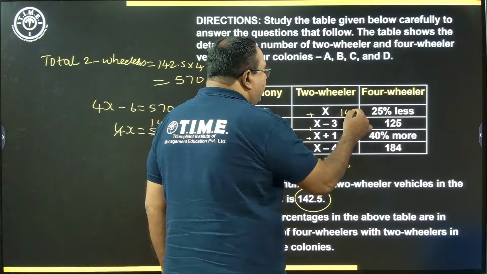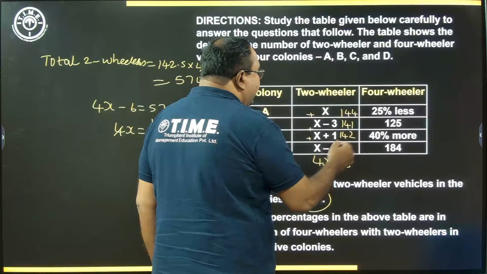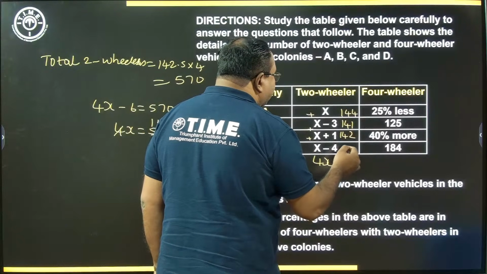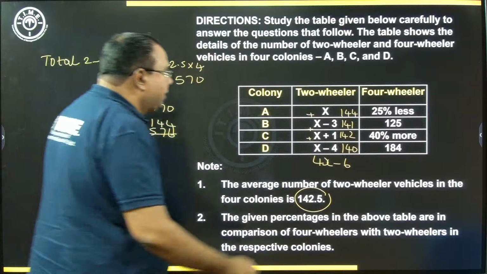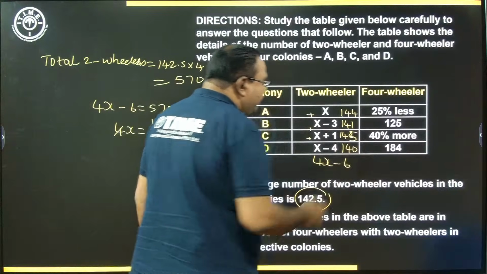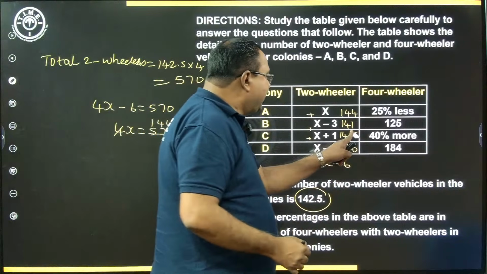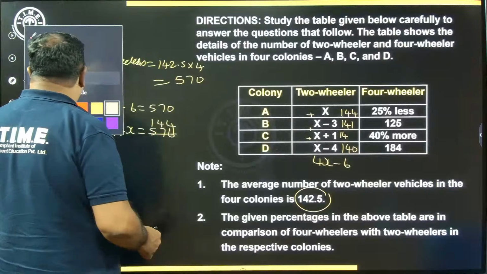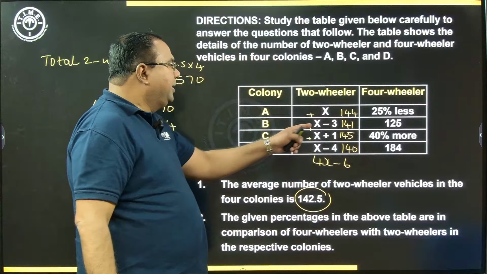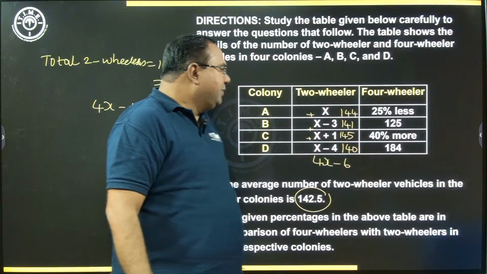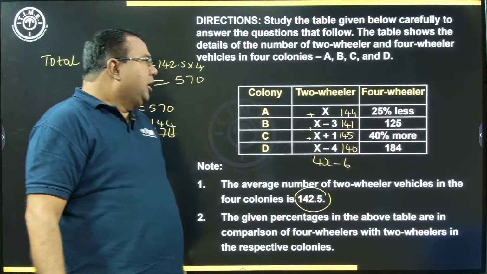If x is 144, this is x minus 3, 141, x plus 1, 145, x minus 4, 144 minus 4, it has to be 140. X is 144, 144 minus 3 is 141, 144 plus 1 is 145, 144 minus 4 is 140. Now, we got 4-wheelers.